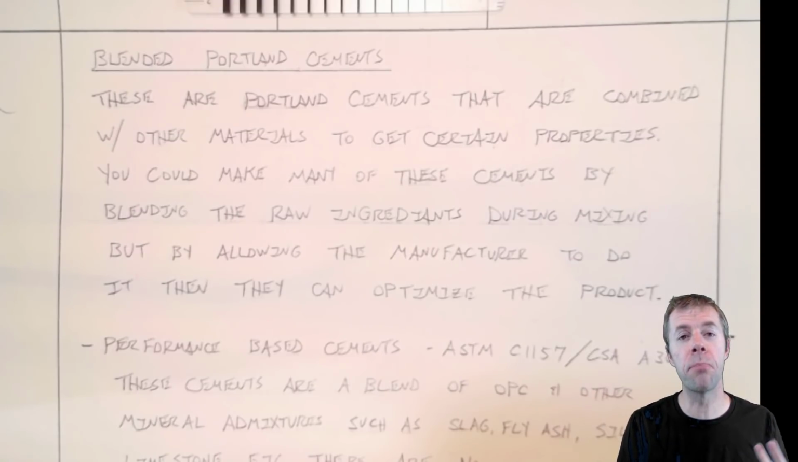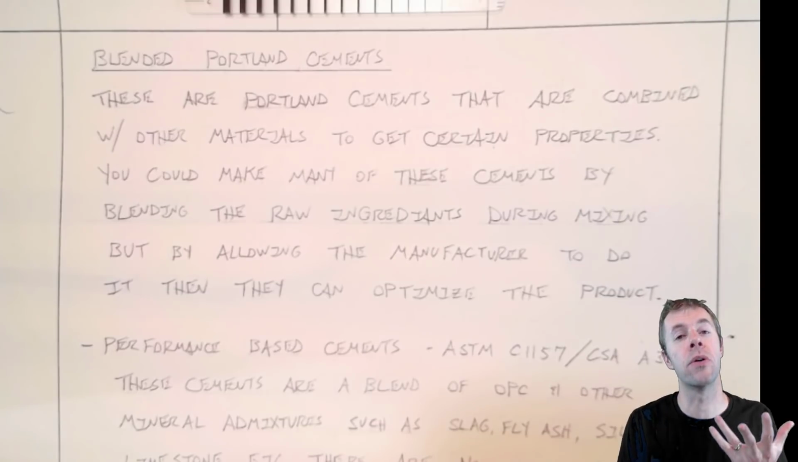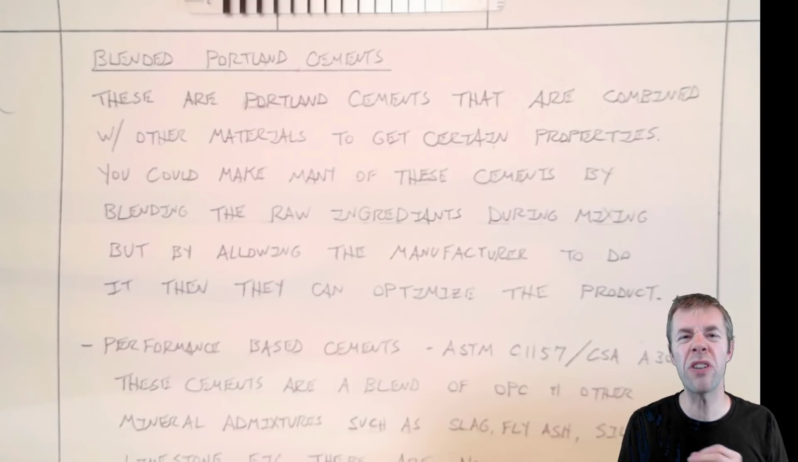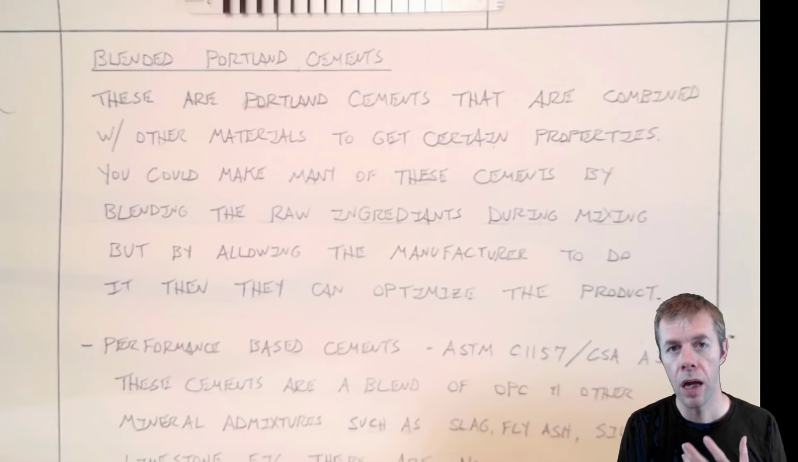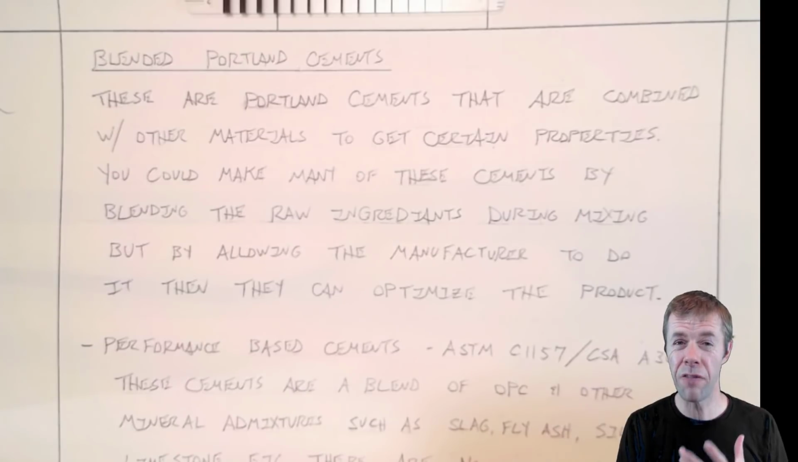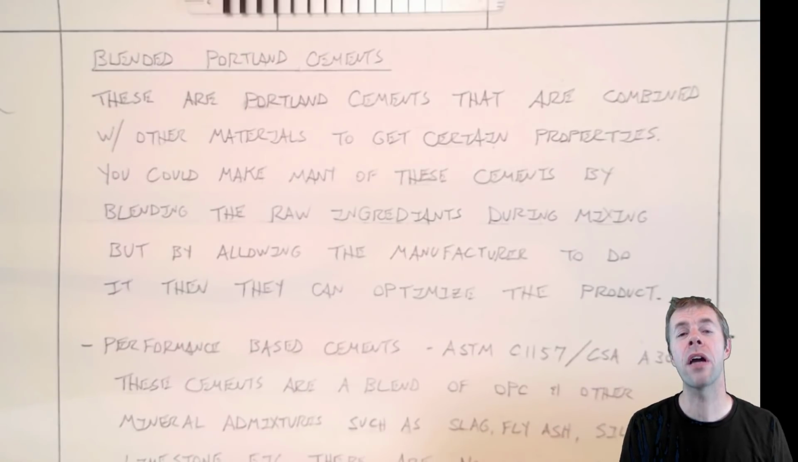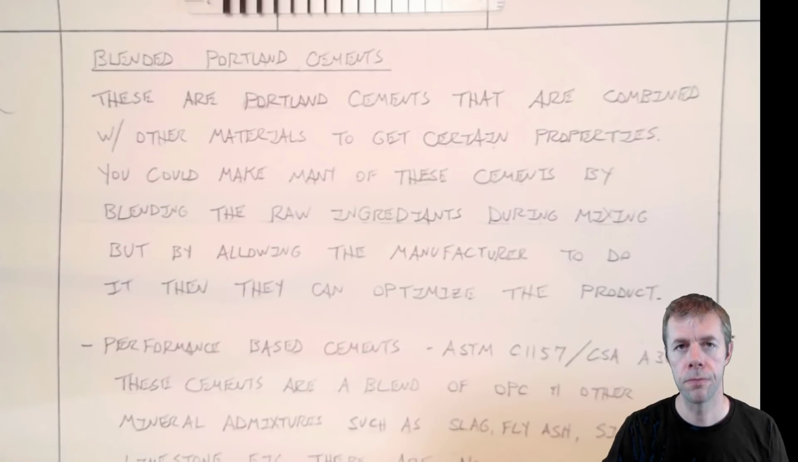You could add them, you could blend them on site at the ready mix plant or at the batch plant. And this actually gives you a lot of flexibility. This allows you to produce concrete for lots and lots of different customers and not have to be tied to just one material. However, there are some definite advantages of having a cement producer add all of these materials together and optimize the product for the use.